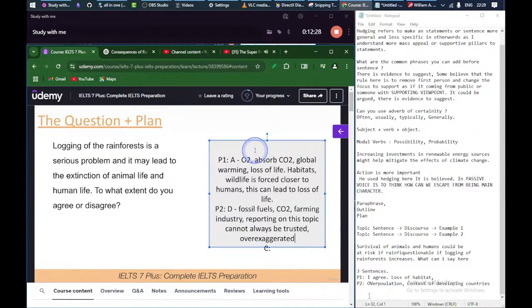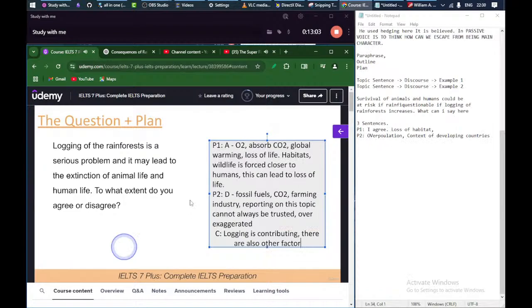Okay then, so let's put, it's an opinion question, so we're going to state our opinion. Logging is, of course, contributing to loss of animal and human life, eventually. However, there are also other factors. Of course, we'll expand this in the essay itself, but for now, we're just putting a reminder there so that we stay focused for this one. Okay then, so that's our plan.